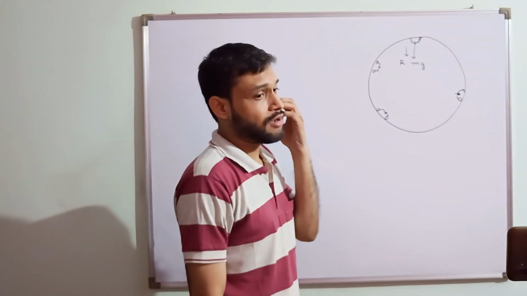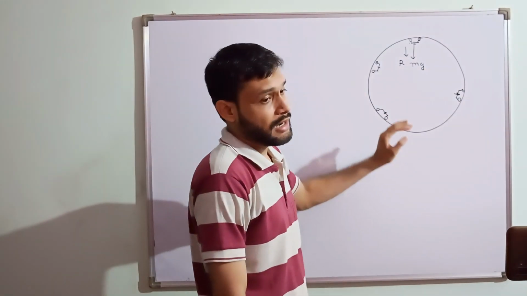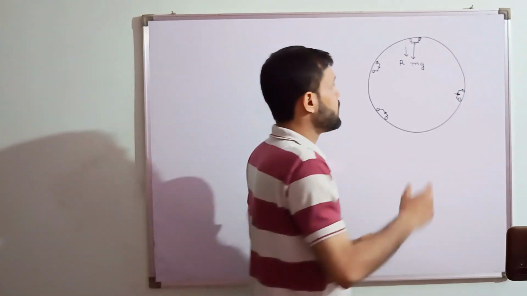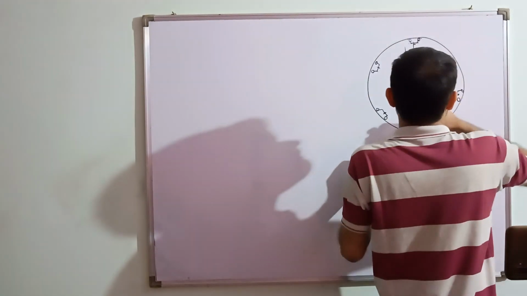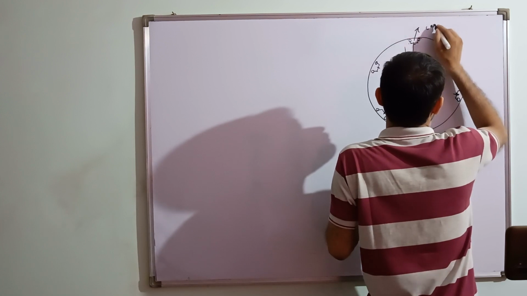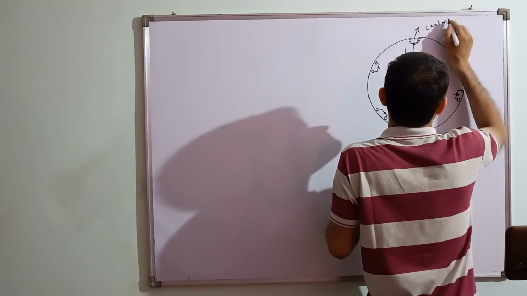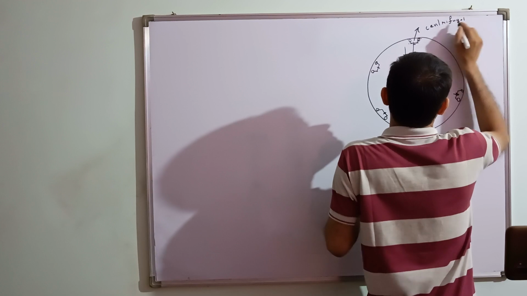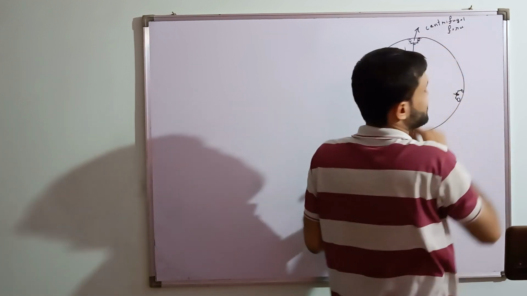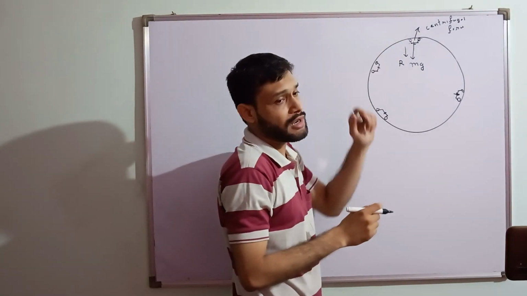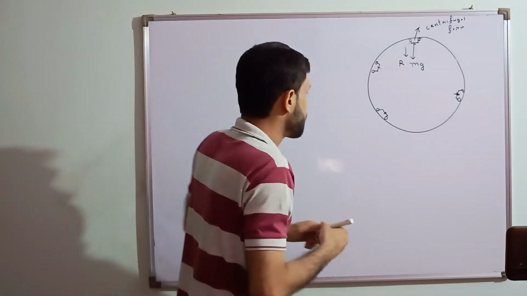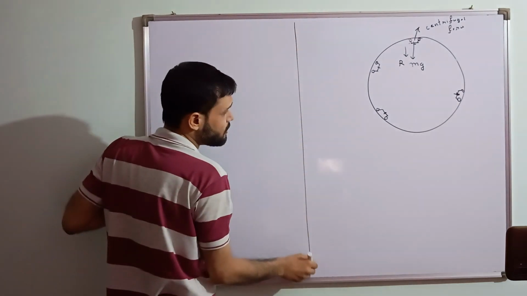It is not falling because while it is going, it is moving with a very high velocity. While it is moving with a very high velocity, there is a force acting in the outward direction, which is known as centrifugal force. Is it okay? Now this centrifugal force is actually balancing this. It is acting in the outward direction. It is balancing the normal reaction and mg, isn't it? This is what is happening.